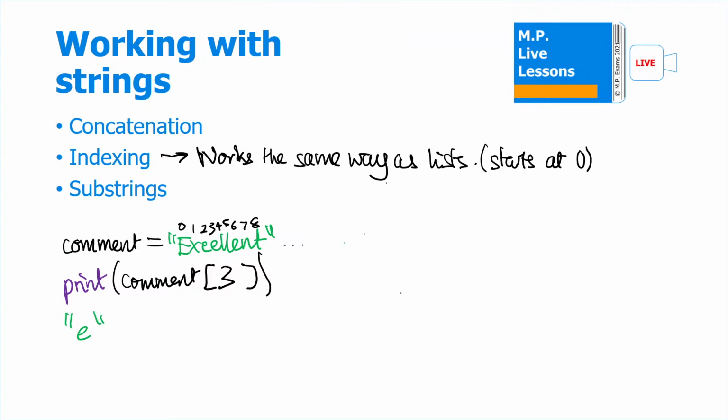Concatenation we could think of as ends of tape. So each string could be a bit of tape like this. If we wanted to add on another string, then to bring the two together, we concatenate them together. So we do that by putting a plus sign.